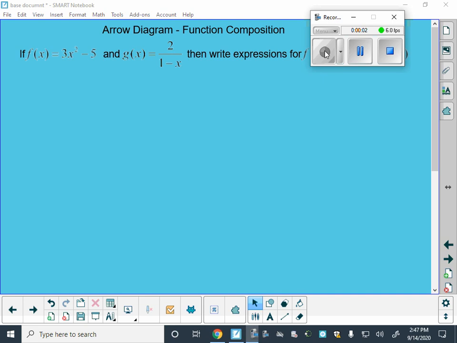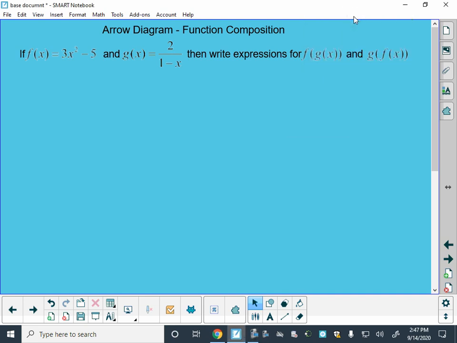All right, welcome back to our arrow diagram exploration again. We're going to look at using arrow diagrams this time to compose functions. I feel a little bit guilty about this because it almost feels like cheating, but we're going to go ahead and do this.